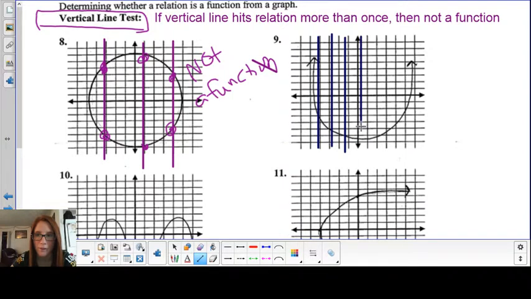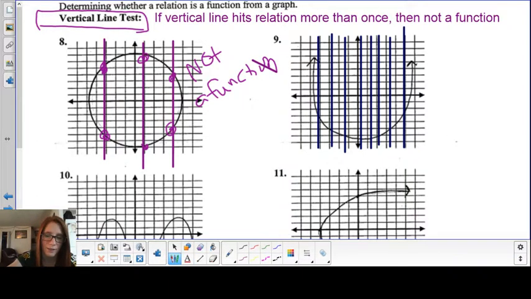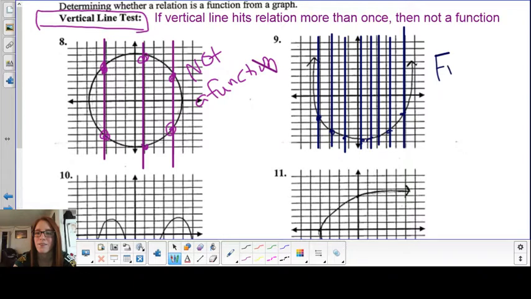Does it matter where I draw these lines? No, as long as they're 100% vertical. It could be in between 2 lines. It could be exactly on a graph line. Doesn't matter. Now, if you notice, none of my lines are hitting any more than once. Even when I drew the lines in between an actual number, like 2.5 or 2.25, it still only hits once. So this guy is a function.